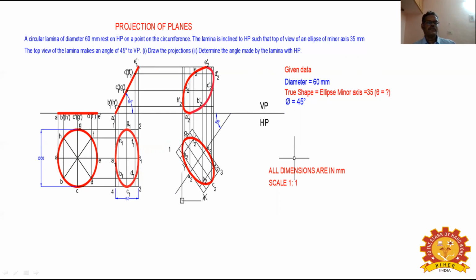Now, here, from A dash to E dash, measure the distance by using a compass. From A1 dash as center, cut an arc and mark it as E1 dash. Now join E1 dash and A1 dash. Now we will get an inclined line.